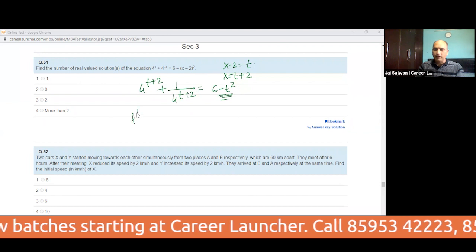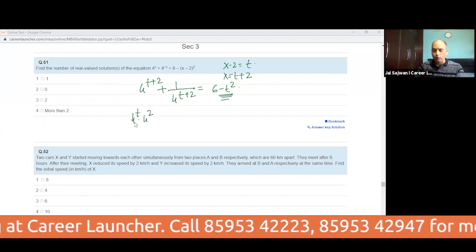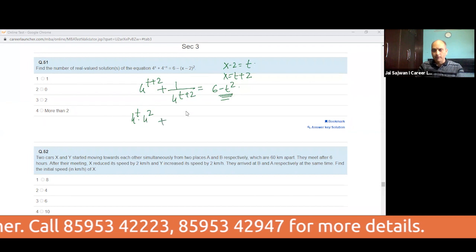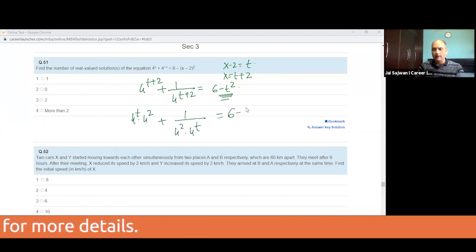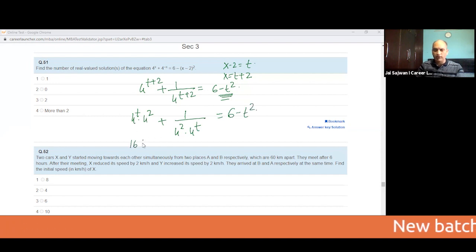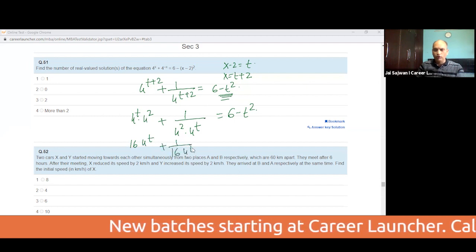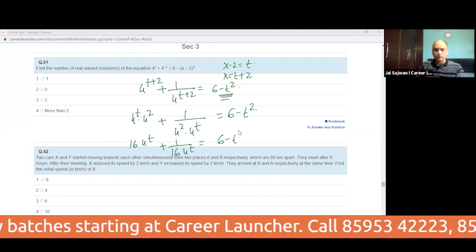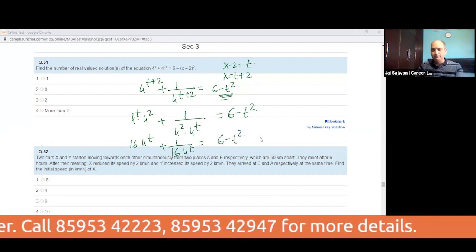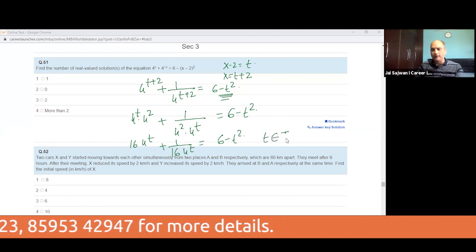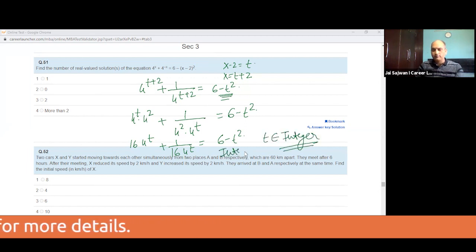I can write it as 4 to the power of t into 4 square plus 1 upon 4 square into 4 to the power of t is equal to 6 minus t square. Now, if I further solve it, I can say it is 16 into 4 to the power of t plus 1 upon 16 into 4 to the power of t is equal to 6 minus t square. Now, one thing that you can surely make out from here is whenever t belongs to an integer, this will remain an integer, but this will not be an integer.